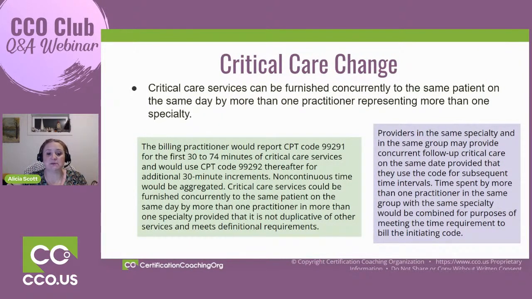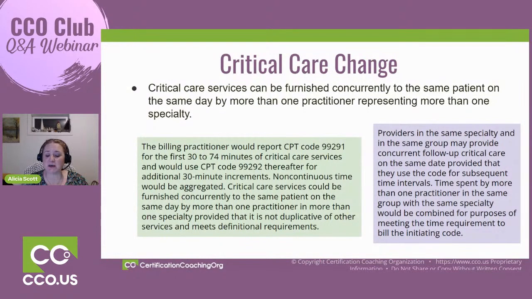Then you're going to be able to use that add-on code for the time, the 10 minutes or 6 minutes that was over, plus the 30 minutes that the second provider did, because it's the same provider, same specialty, etc. And I wanted you to know that again, the documentation and who does what has to be very detailed.